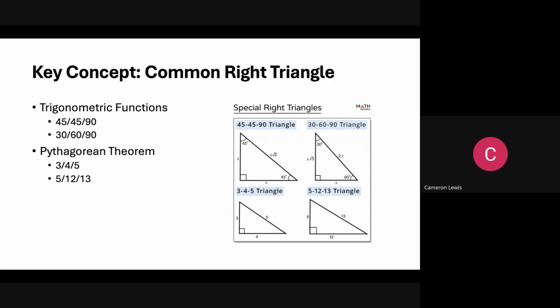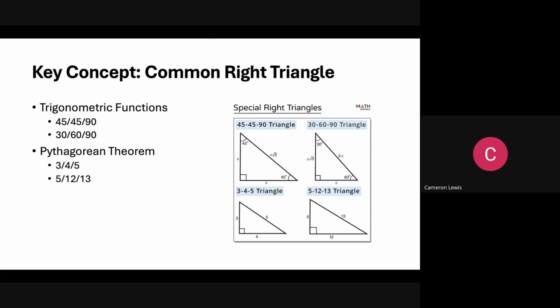And like in these practice problems, we'll see more common ones like these, the 3, 4, 5, and the 5, 12, 13. You'll also see the ones related to the trigonometric functions, which are the 45, 45, 90 and the 30, 60, 90, right? To where you'll have the 45 because they have two angles the same, right? So that means the sides are the same. So then the hypotenuse is going to just be that side times root 2.